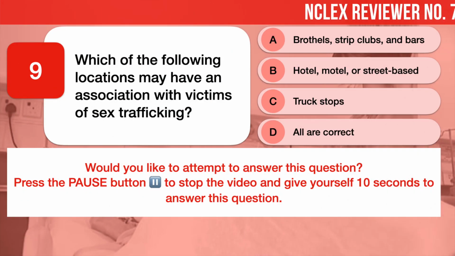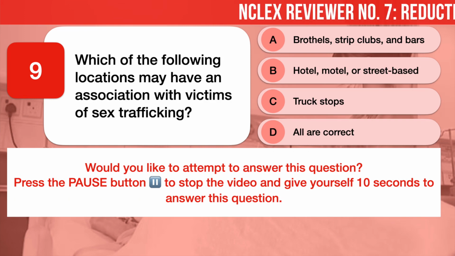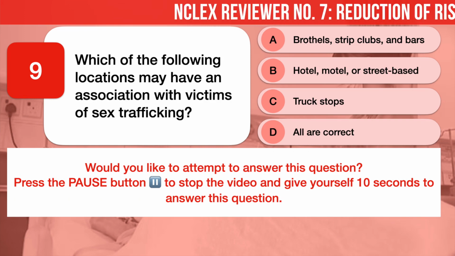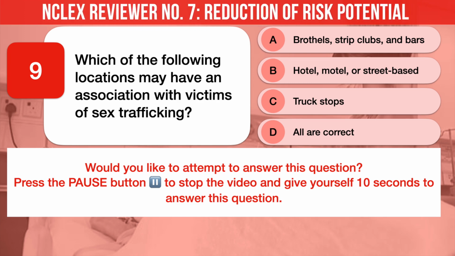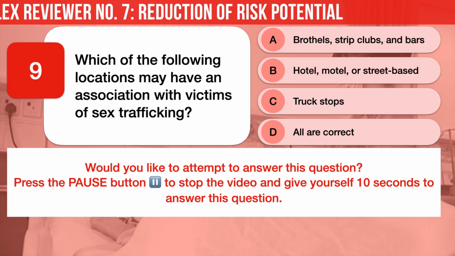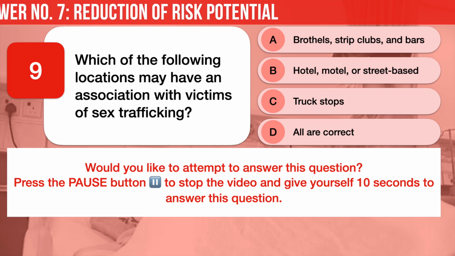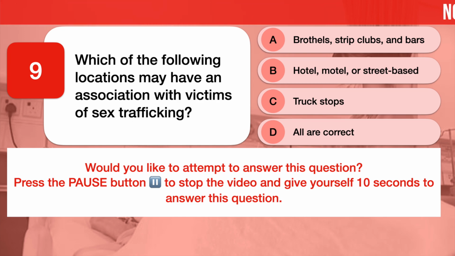Question number 9. Which of the following locations may have an association with victims of sex trafficking? A. Brothels, strip clubs, and bars. B. Hotel, motel, or street-based. C. Truck stops. D. All are correct.